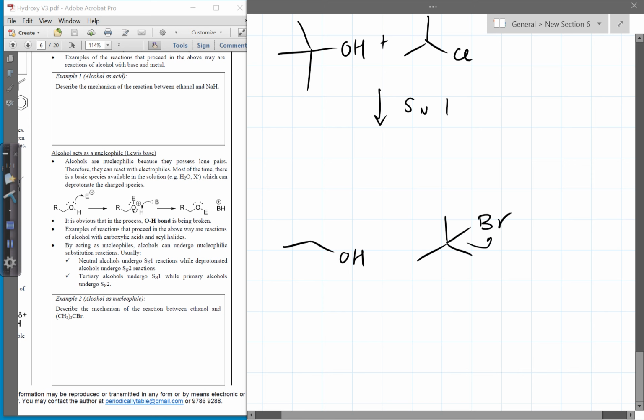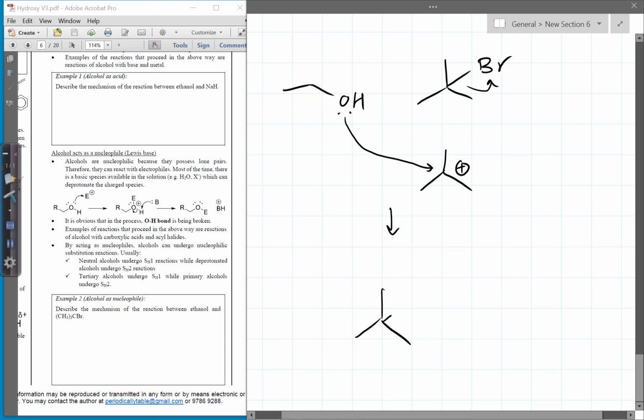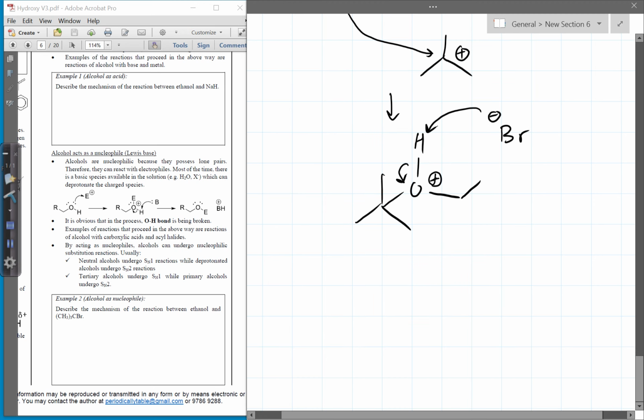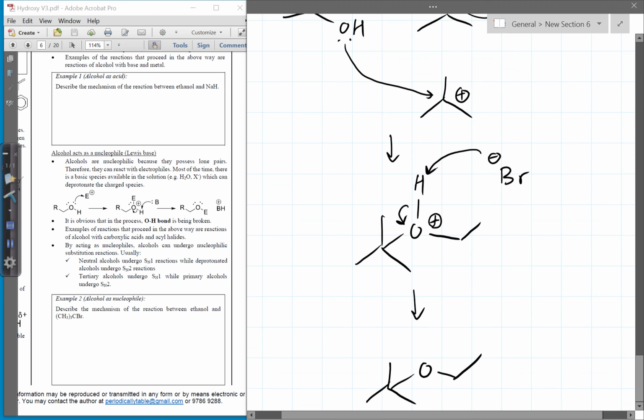So first step is just these leaves to generate this before your ethanol comes in to do the attack, right? And you'll form these species, right? Remember the Br that you kicked out just now, right? The Br will come back in to deprotonate it and you generate the product. So it's an SN1 reaction, right?